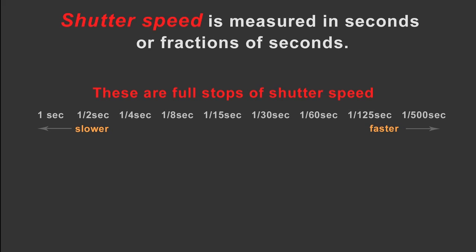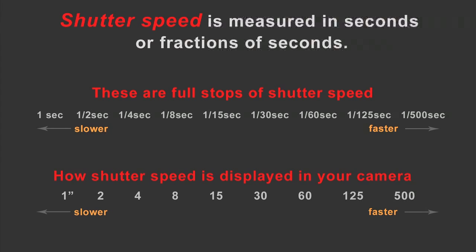You should also know that every previous full stop of shutter speed lets twice as much light into the camera as the next one. So this way, 1 second shutter speed lets in twice as much light as half a second shutter speed. Those who watched my previous video about aperture should remember the same relationship between full stops of aperture. Every previous stop of aperture lets twice as much light into the camera as the next one.